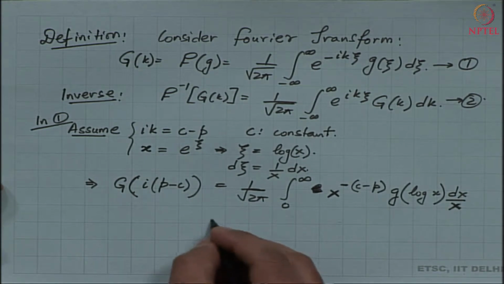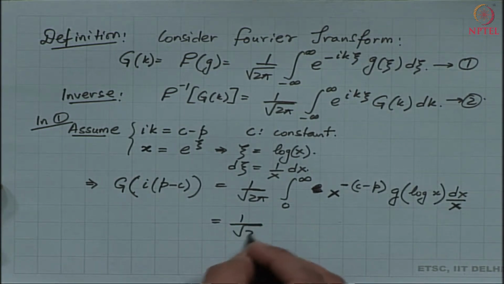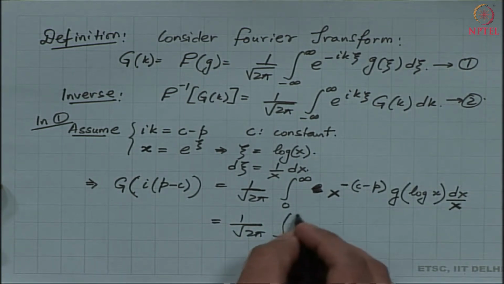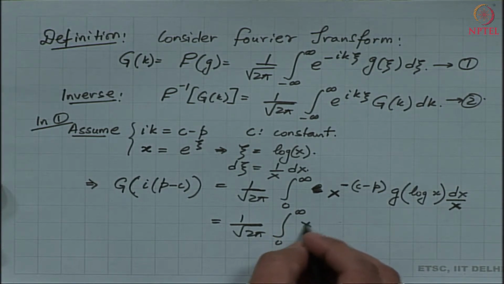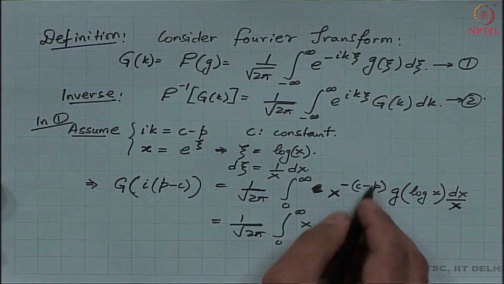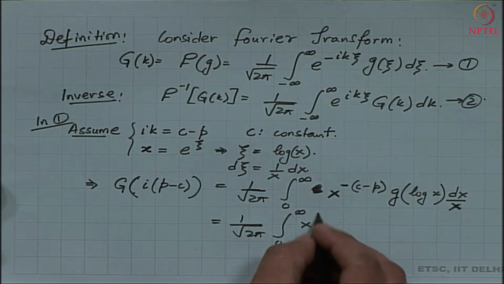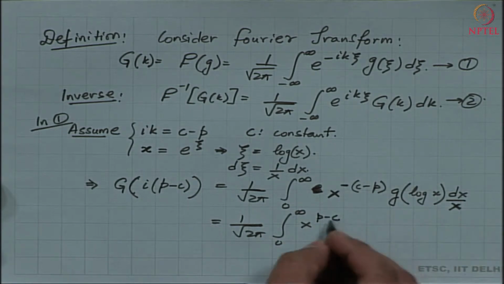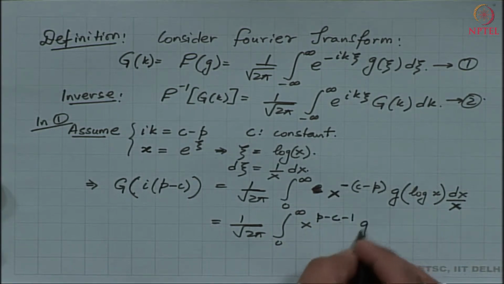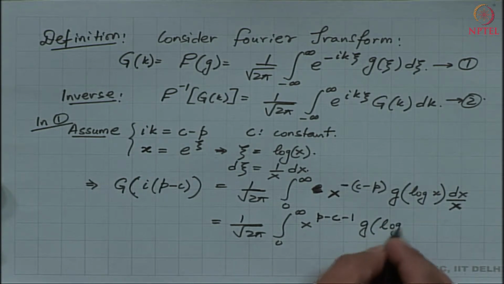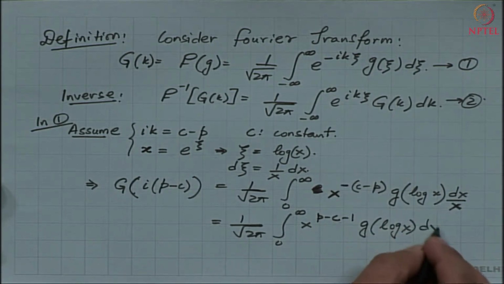So, let me just rewrite this again. I get 1 by square root 2 pi, integral from 0 to infinity. Let me just reverse the order here in this power, x to the power p minus c minus 1, g of log x dx.